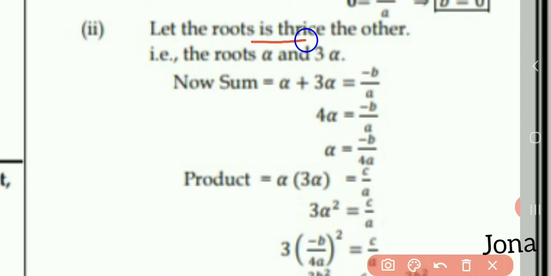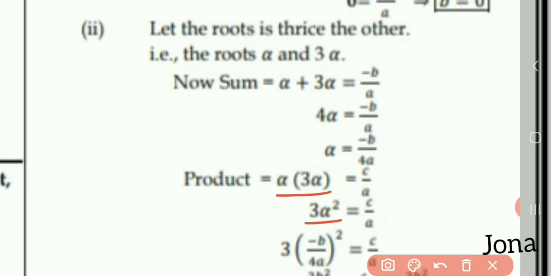The root is thrice the other. So we want to take the root is alpha and the other root is 3 alpha. Okay. So now sum of the roots are alpha plus 3 alpha, which is equal to minus b by a. Alpha plus 3 alpha is 4 alpha, so 4 alpha equal to minus b by a. From this I want to find the value of alpha. So alpha equal to minus b by 4a. And then product is alpha into 3 alpha. So 3 alpha square is there, which is equal to c by a.